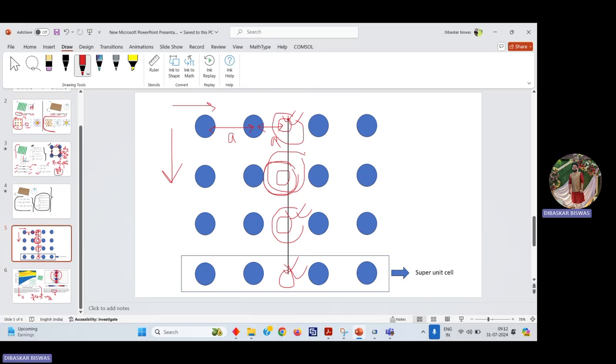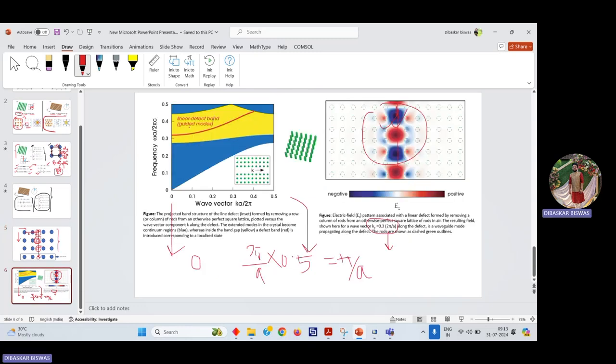By giving a particular frequency, only that frequency will propagate. For other frequencies, the light will not propagate. We'll see how these frequencies come about. For this kind of structure, we need to calculate the band diagram first, and the band diagram will look like this.